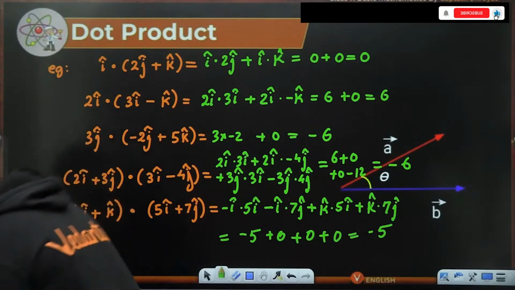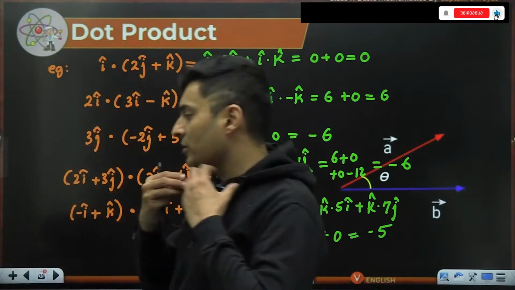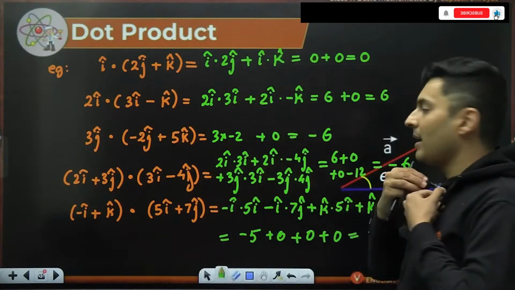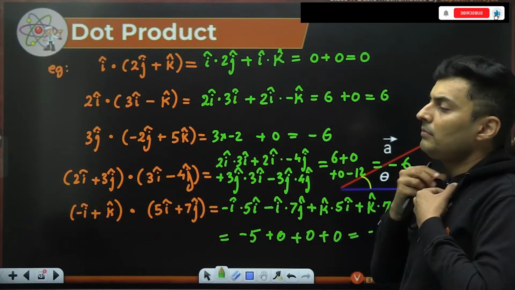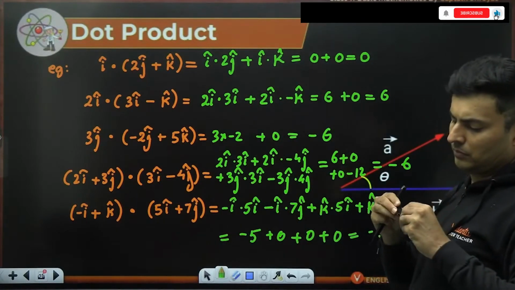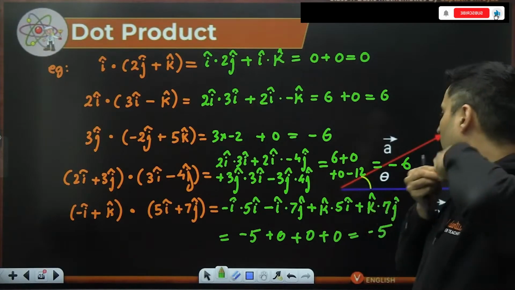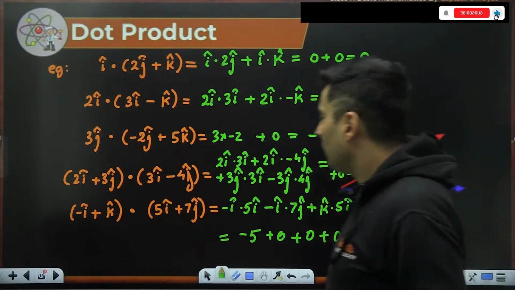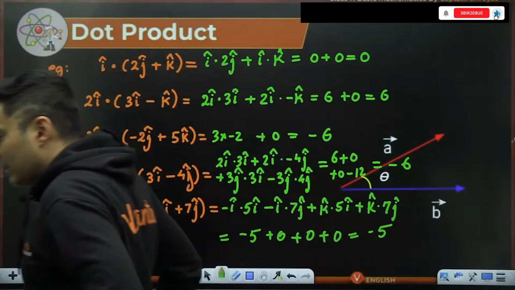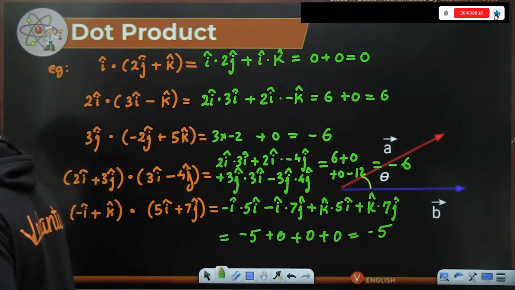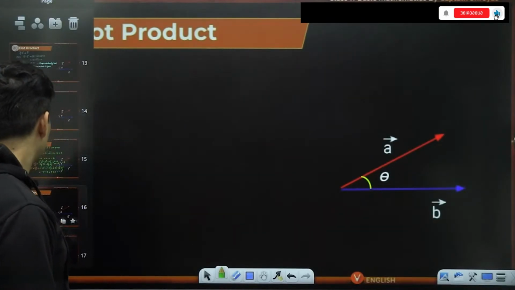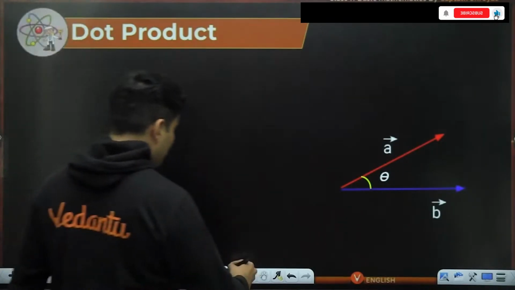Is this absolutely clear? Let me know, guys, quickly in the chat box. Is this absolutely clear? Yeah. So only one term was getting multiplied. Rest everything is 0. Perfect. Okay. Sir, take some more complex questions, sir.